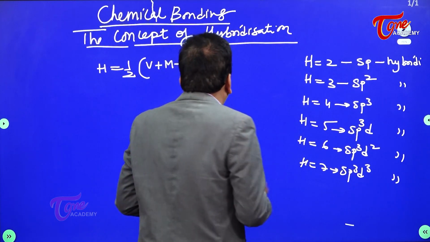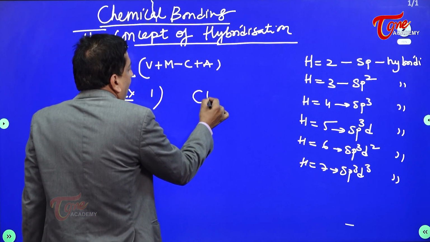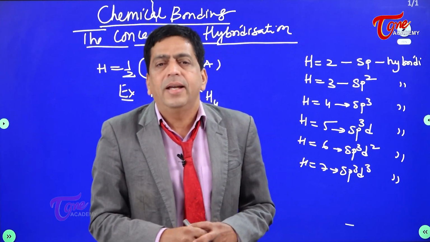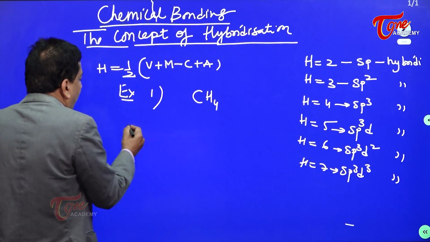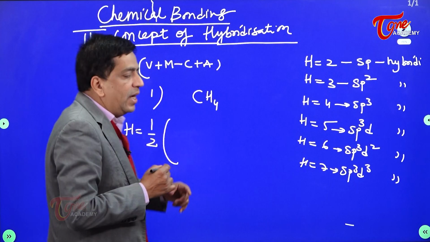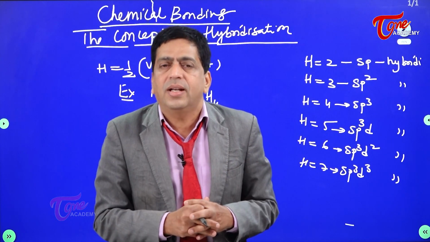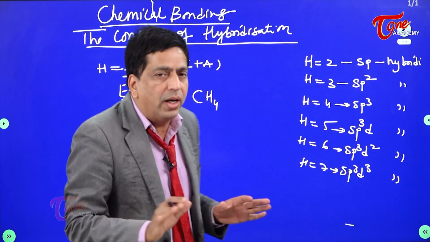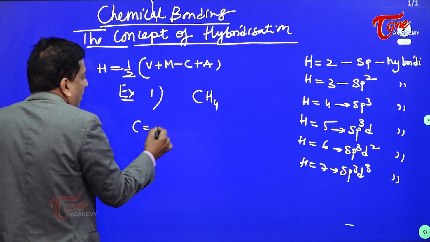Let us understand this. Watch carefully here. Example 1. If you take methane and you want to know what is the type of hybridization in carbon in methane, let us apply. H is equal to half into V. V is the valence electrons in carbon. Every time you cannot write the configuration to count the number of valence electrons. Here I am counting, but we don't do it again and again. If I can count, carbon is 6.